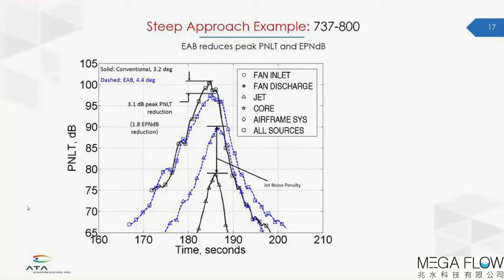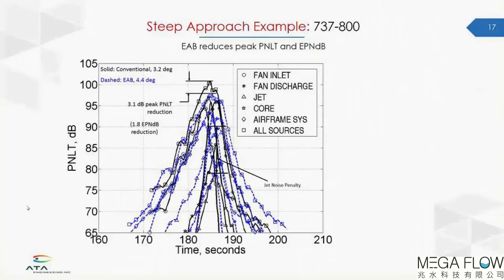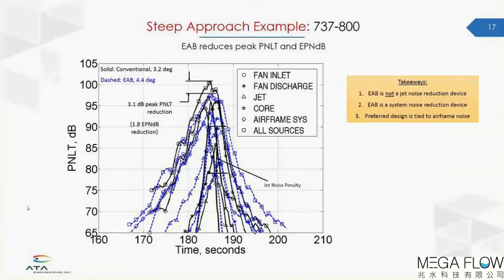And the reason for this was because all of the other sources dominated at this condition, and the jet noise was very much masked by the airframe noise. And so from this we came away with a few takeaways. The first was that our engine air brake is not a jet noise reduction device. However, it is potentially a system noise reduction device.